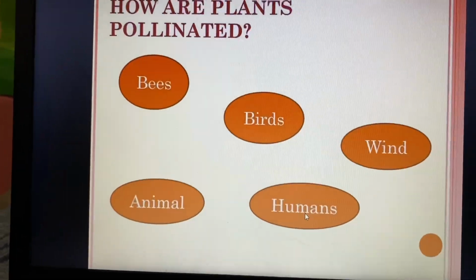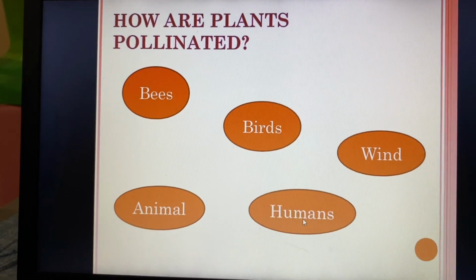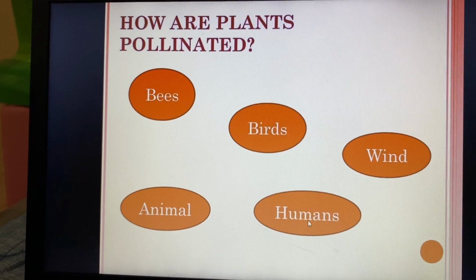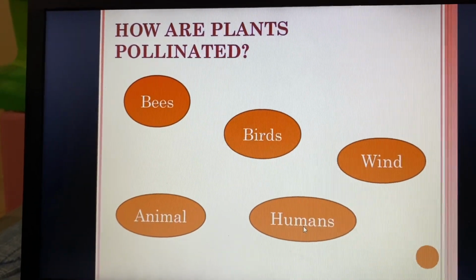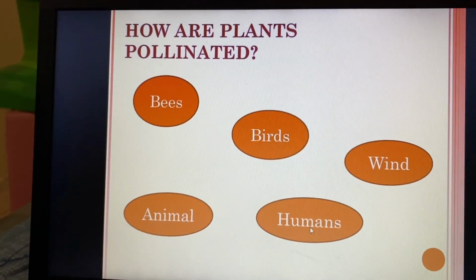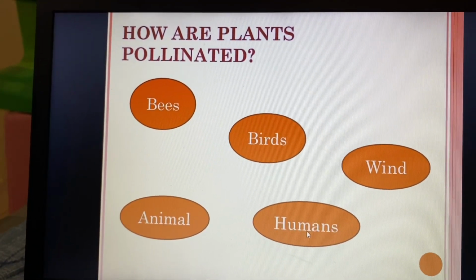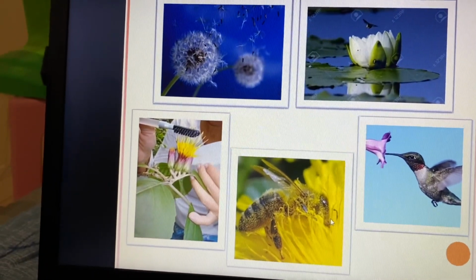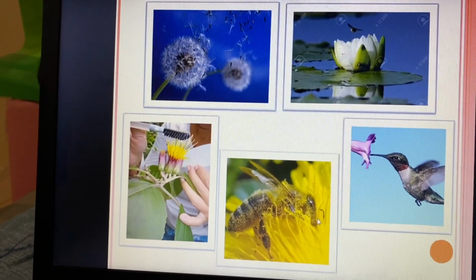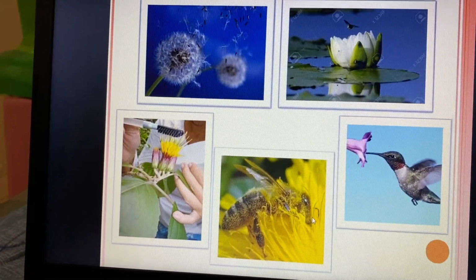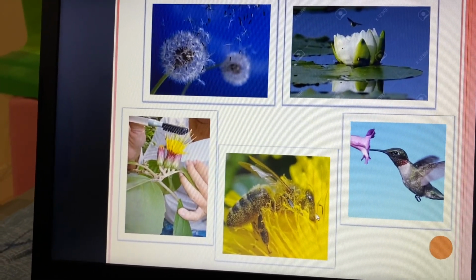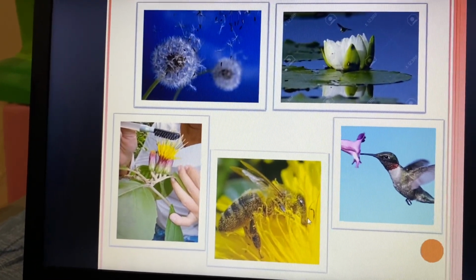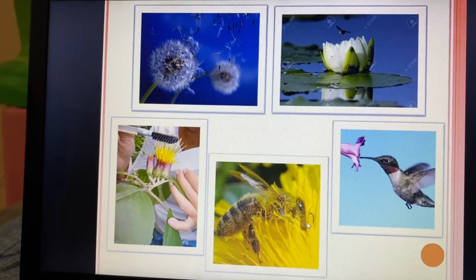Now, how are plants pollinated? Plants are pollinated by bees, birds, wind, humans, and animals. Again, how are plants pollinated? By bees, birds, wind, humans, and animals. These are the examples of pollination. Some insects are coming to the flowers to get food.